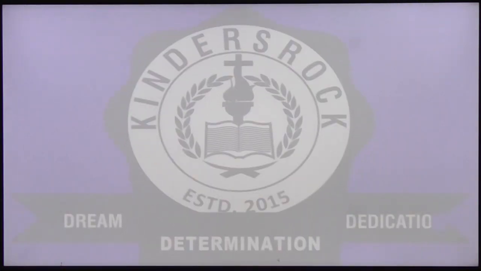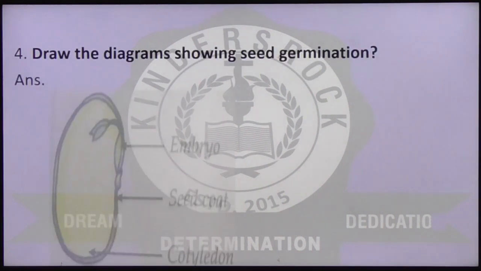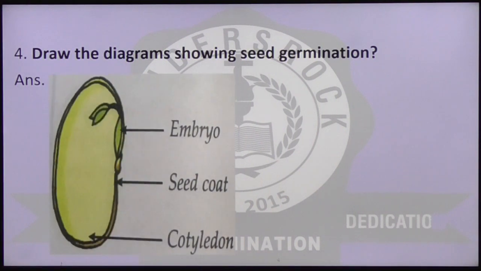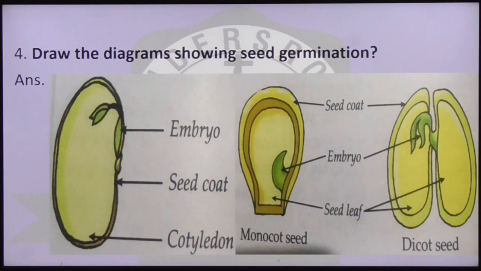Okay. Now draw the diagram. This is basically a part of the previous question, but I have put it as a separate question. Draw the diagram showing seed germination, and these are the diagrams that you are going to draw. Okay, that's the monocot, and this is a dicot seed. Okay, so you have to draw both of these.